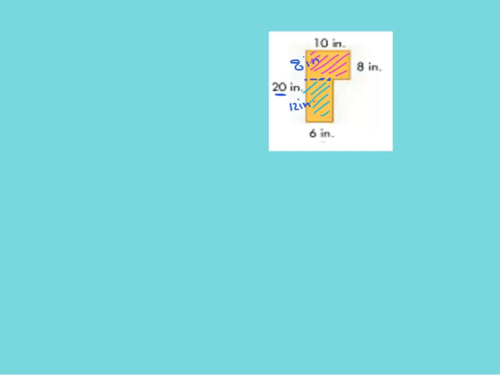Now I have two rectangles. First, I will solve the first rectangle. The first area equals length multiplied by width because it's a rectangle. The length here is 10 and the width is 8. Now I can write the answer: 10 multiplied by 8, the answer is 80 inch square.